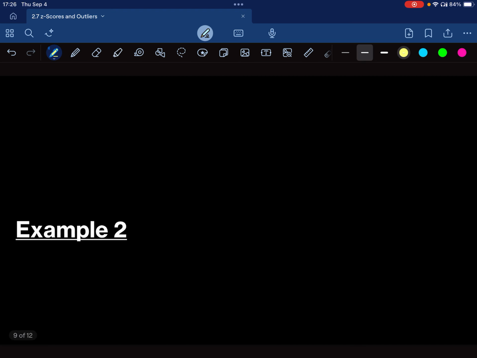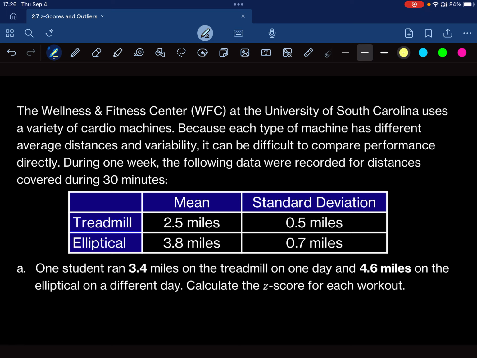All right, I'm going to do one more example. And in this example, we have the Wellness and Fitness Center at the University of South Carolina uses a variety of cardio machines. Each type of machine has different average distances and variability. It can be difficult to compare performance directly. During 1 week, the following data were recorded for distances covered during 30 minutes. And so we've got treadmills and ellipticals. We have means and standard deviations for both of them. One student ran 3.4 miles on the treadmill on one day and 4.6 miles on the elliptical on a different day. What we want to do here is calculate the z-score for each workout.